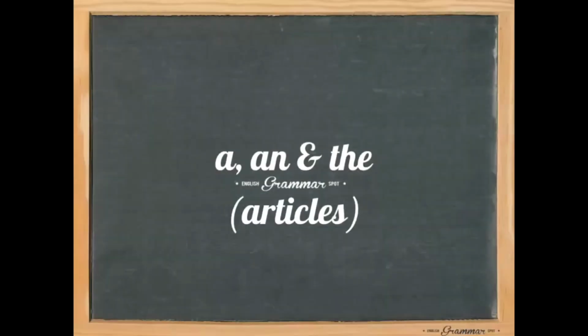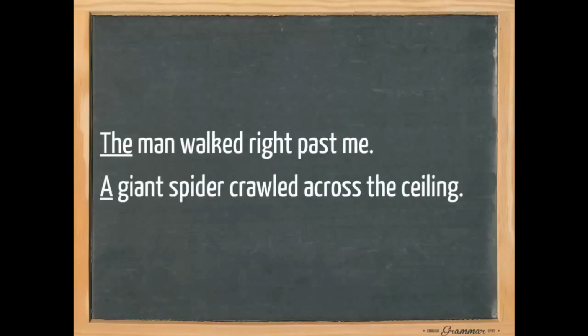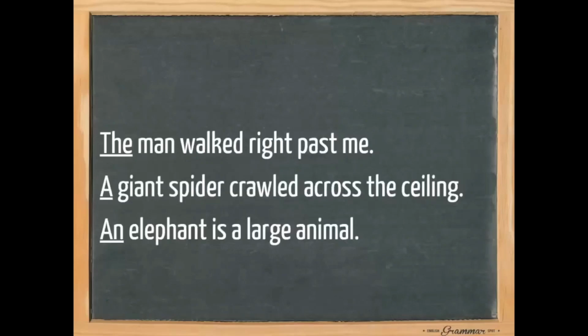Welcome to English Grammar Spot. This lesson is about a, an and the, otherwise known as articles. Take a look at the following sentences. The man walked right past me. A giant spider crawled across the ceiling. An elephant is a large animal. All the underlined words here are articles.